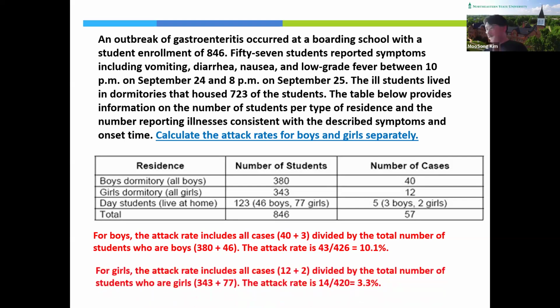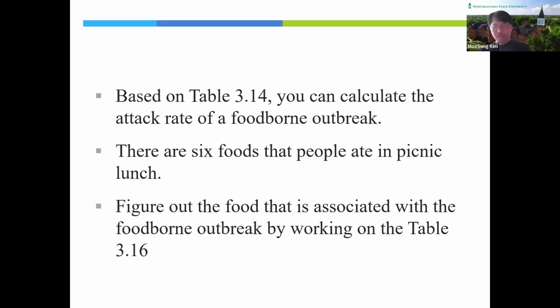Okay, so for boys, the attack rate includes all cases: 43 over the total number of boys at risk, 46 plus 380, so 43 over 426 times 100, we get 10%. And girls, 14 over 420, you get 3.3 percent, right? Okay. Let's move on to the next one. For this one, we need to go to the blackboard again.